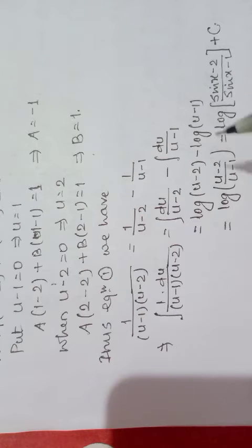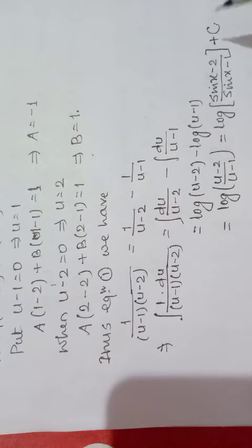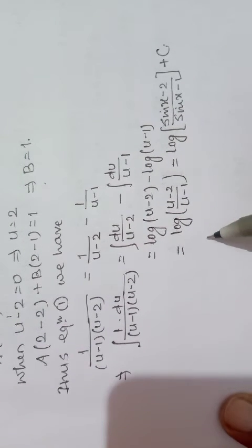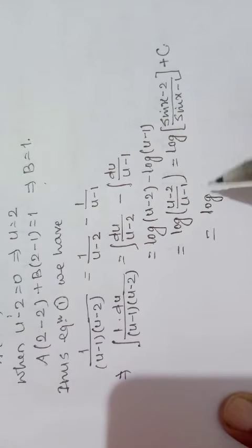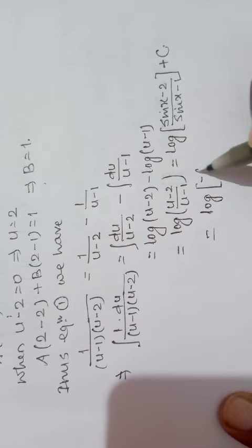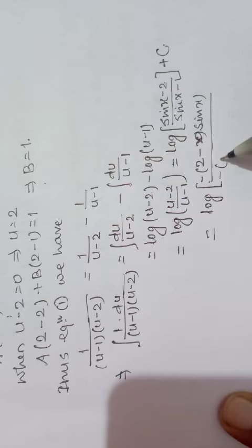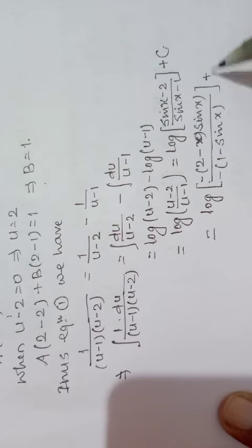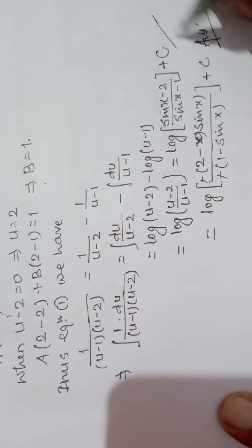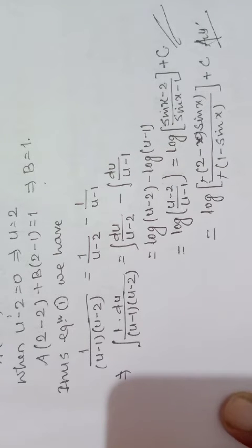Since your question is in terms of 1 minus sin x, 2 minus sin x, you can also write it as log, take minus 1 common in the numerator, giving 2 minus sin x, and minus in the denominator. Both negative signs cancel, so you may also write this as the answer. Both are correct. This is also part of your answer.